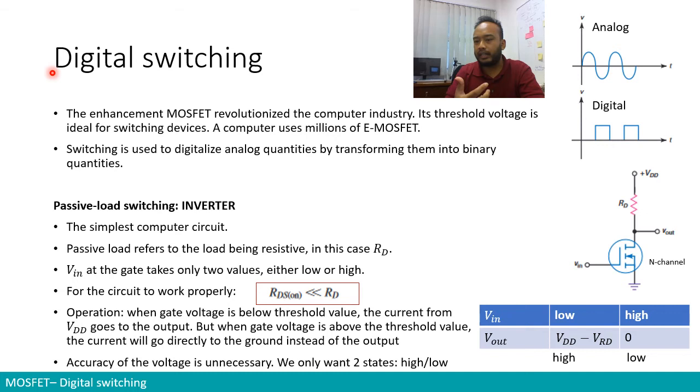Most applications involving digital switching use MOSFETs, just like in your PC. The enhancement MOSFET is the component that has revolutionized the computer industry. Its threshold voltage is ideal for switching devices, turning on and turning off, creating binary signals. The computers we have today use millions or even billions of these MOSFETs in their small microprocessors, because it is very efficient in terms of space.